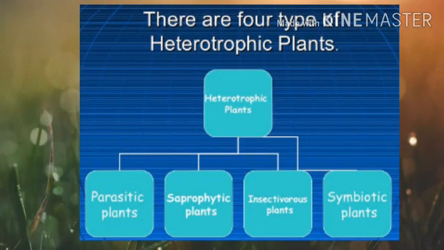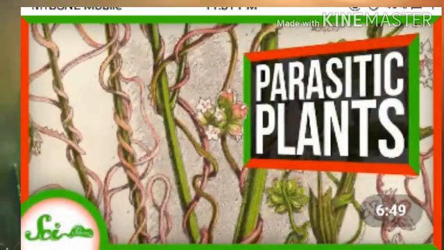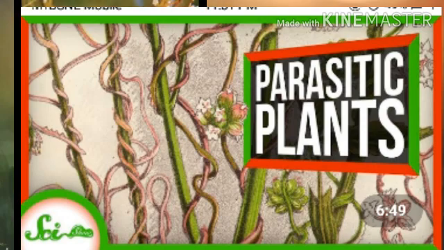Now, we shall study about heterotrophic mode of nutrition in different kinds of plants. They are parasitic plants, insectivorous plants, and saprophytes. We will now study about each one of them in detail. So, first we will study about parasitic plants.